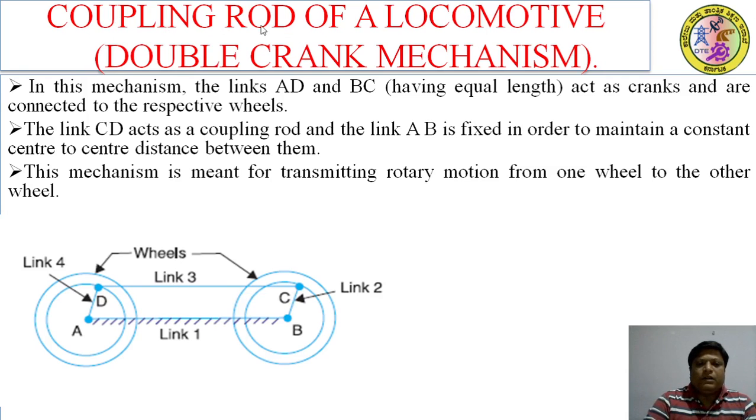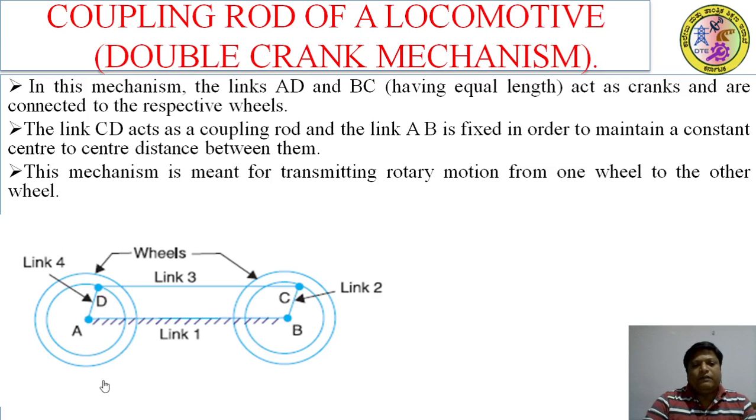Why do we call it the coupling rod of locomotives? There is a connection between BC and AD, which are cranks. These cranks will be connected by link 3. Link 3 we call the coupling rod. There is a coupling between them, therefore we call it a coupling rod. This mechanism is meant for transmitting rotary motion from one wheel to the other wheel. The purpose of this machine is to transmit rotary motion from one wheel to another.